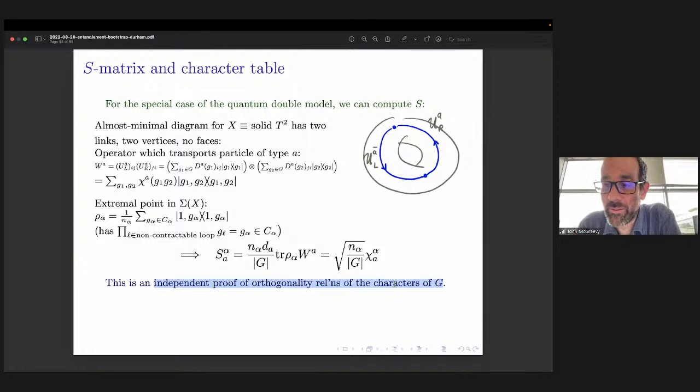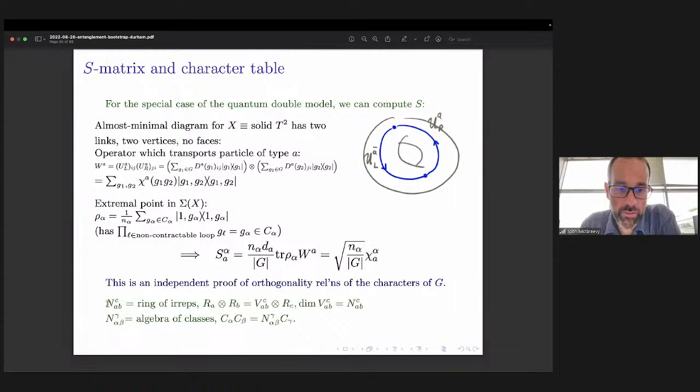Okay, so that's an example illustrating this consequence. And the integers that appear in the Verlinde formula are the structure constants of the ring of irreducible representations and the structure constants of the algebra of classes. So maybe familiar things from group theory.